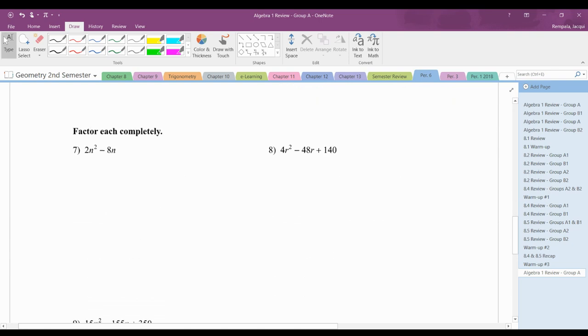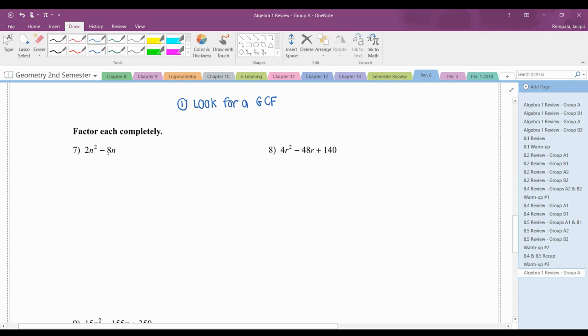Okay, let's move on to the second concept, which is factoring. If I ask you to factor each completely, the very first thing we need to do is look for a GCF. That's always step number 1 when you are factoring. Remember, GCF stands for greatest common factor. So I'm looking to see what's the biggest thing that they all have in common.